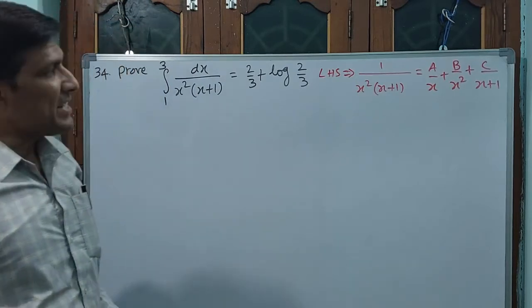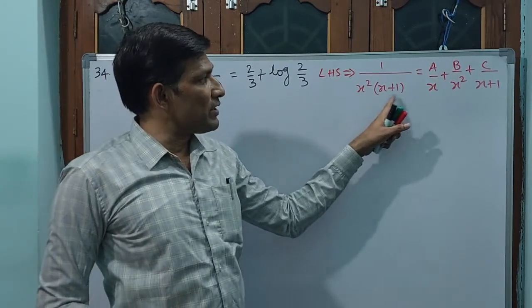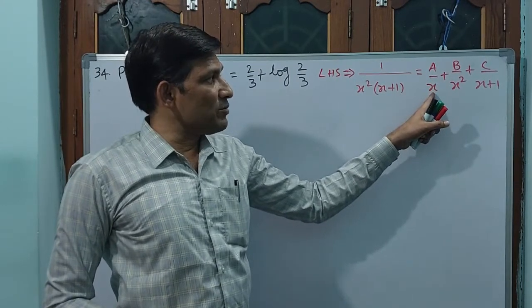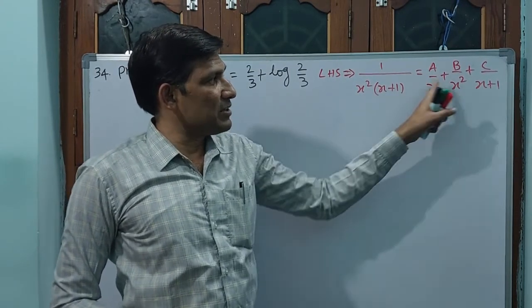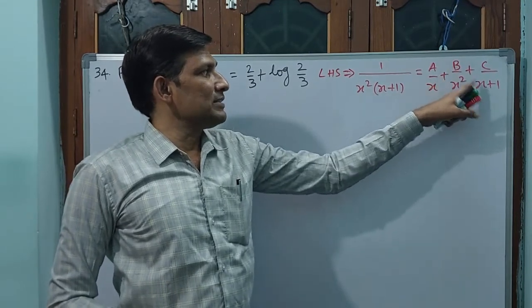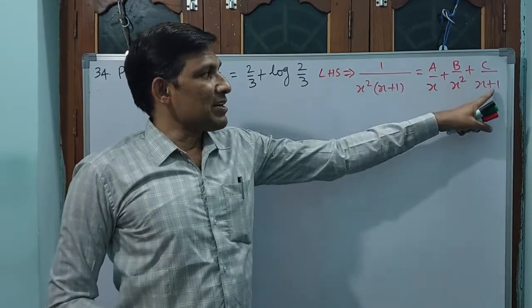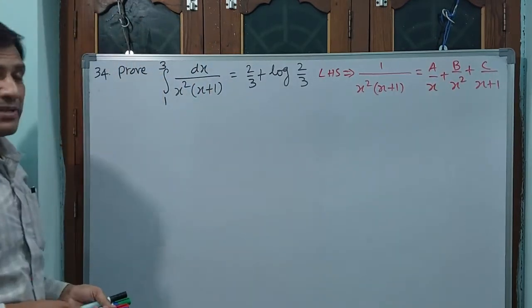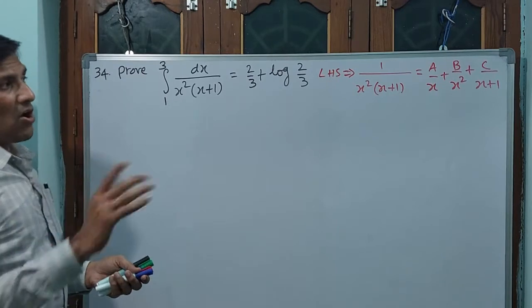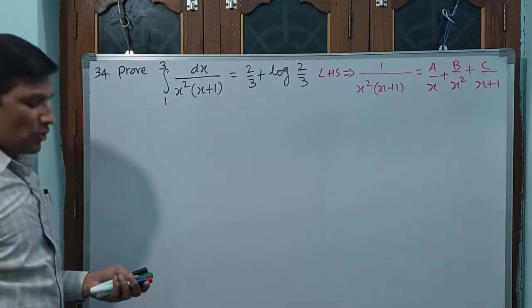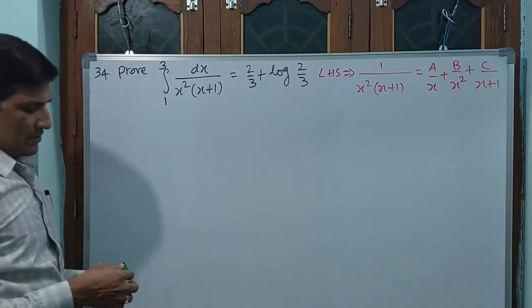Okay. See, what is LCM here? LCM is this one, x square into x plus 1. See, a is having x means you have to take another x into x plus 1. B is having x square means you have to take multiplication only with x plus 1. C is having x plus 1 means you have to take only with x square. Like that you have to do. Okay. LCM is x square into x plus 1 only, not x into x square into x plus 1. What about numerator? Numerator is 1. You have to equate it to numerator 1. Let us proceed then.